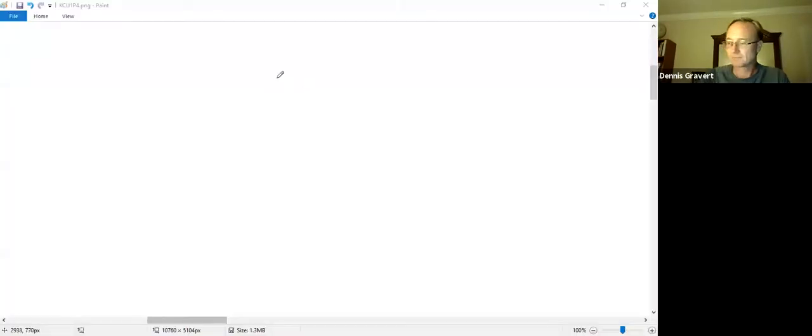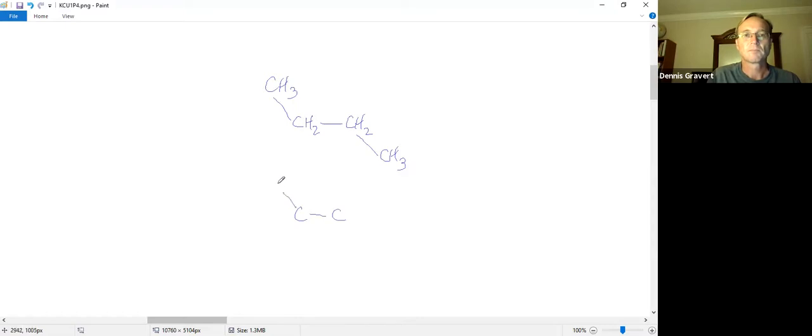So let's draw that here. Carbon 1, attach the carbon 2, attach the carbon 3, attach the carbon 4. And now let's expand it three-dimensionally. So all of these bonds are in the plane of the screen.